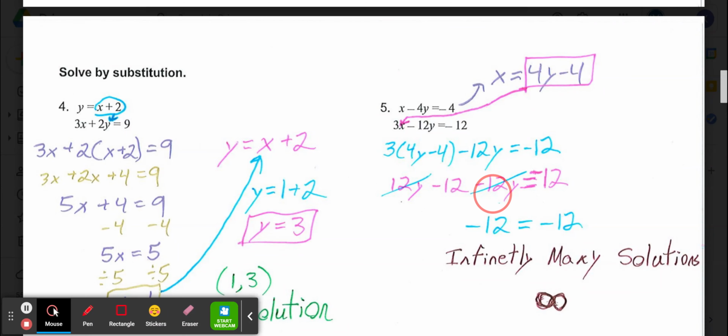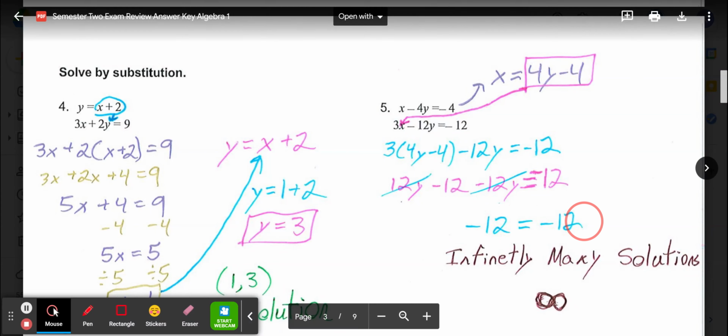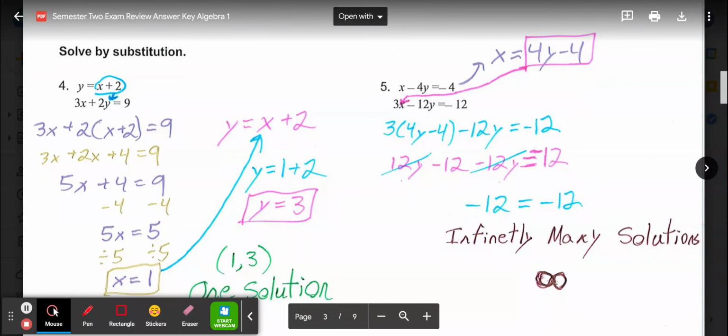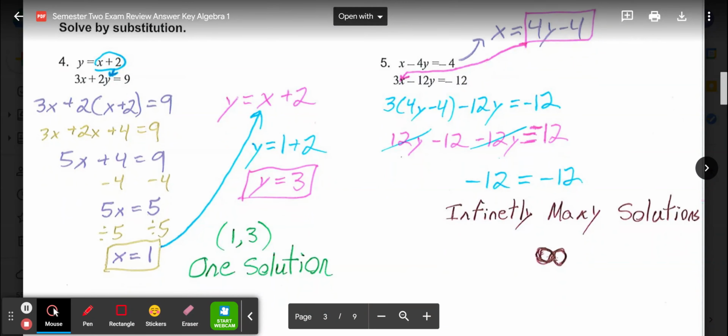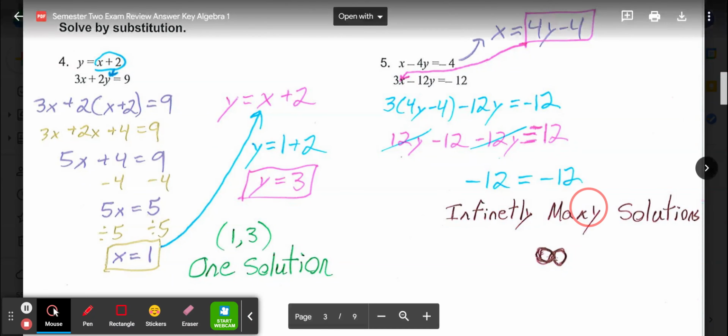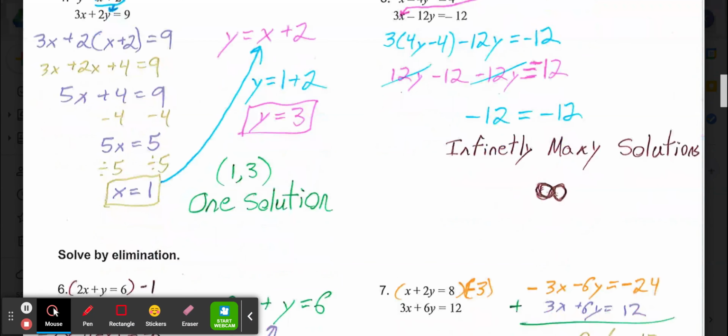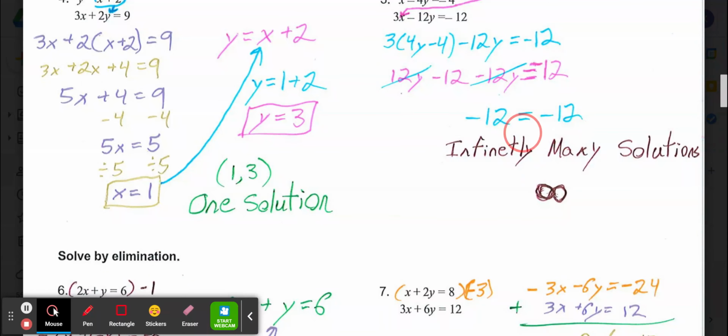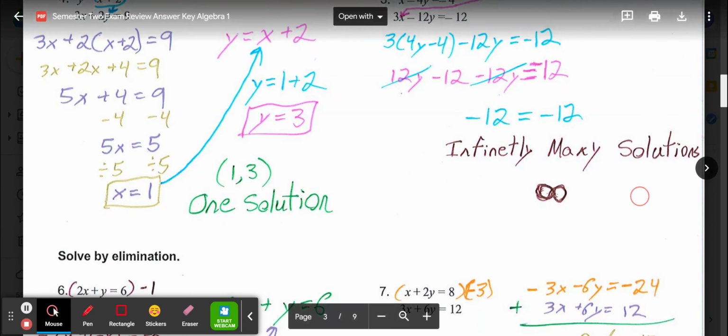Well, 12y minus 12y cancels. So we have -12 equals -12, which is true. So if the variable cancels and our equation's true, we have infinite or infinitely many solutions. If it would cancel and it's not true, so if it said like 7 equals -12, then we'd have no solution.